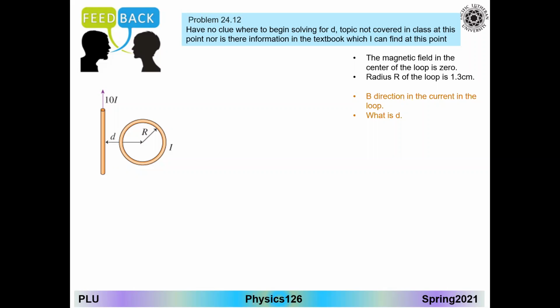And here is the second problem that I received a comment regarding its solution. What we have here is a wire carrying a current 10 times the loop current. And since I have a wire and a loop, the starting point is that I have the formula for the magnetic field of the wire and the loop.